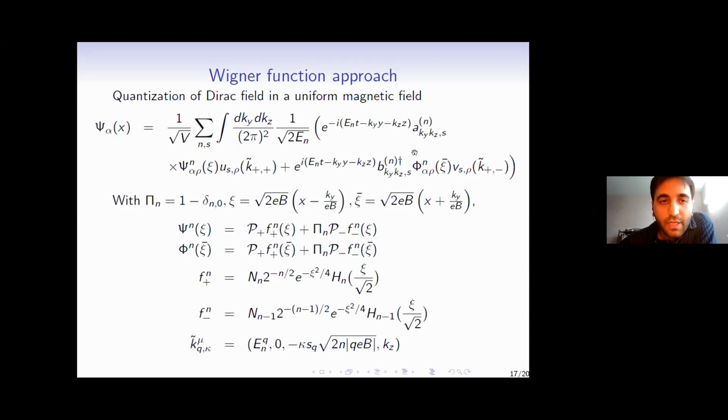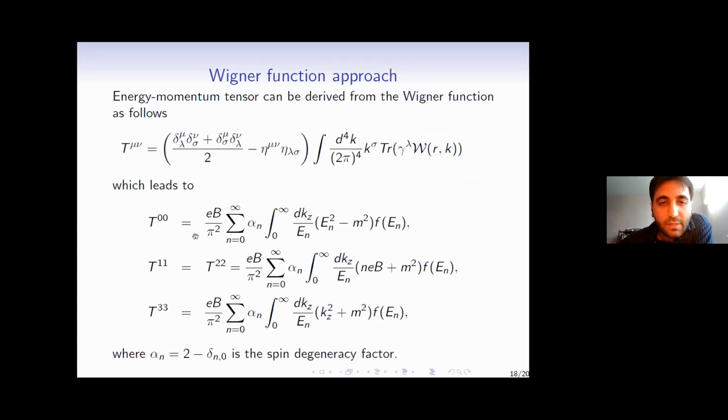So with the help of the Wigner function, we can find the energy-momentum tensor of the system, and the 0,0 component gives the energy density, and the spatial components give the pressure of the system. As you can see, there is a difference between the pressure along the direction of the magnetic field and that orthogonal to the direction of the magnetic field. I also want to emphasize that this coefficient here, alpha, which is defined in this form, takes into account the effects of the spin degeneracy factor. For the lowest Landau level, it's equal to 1, and for higher Landau levels, it's equal to 2.